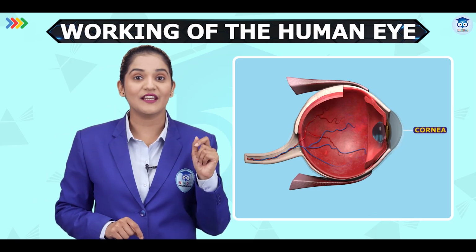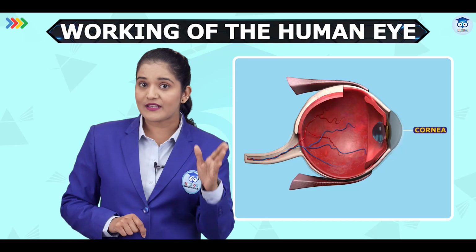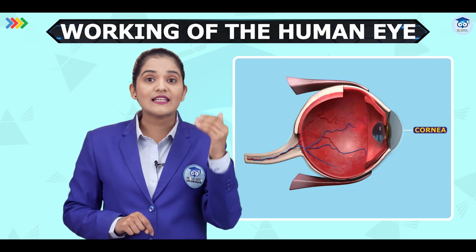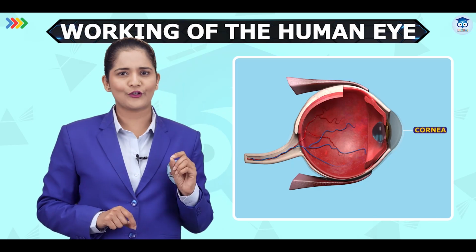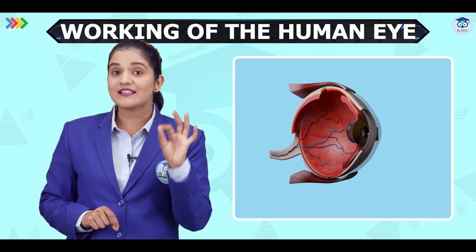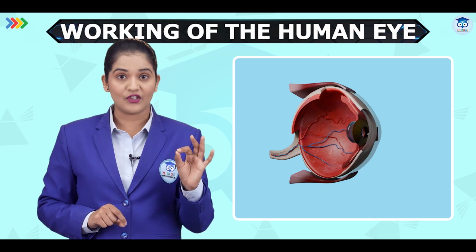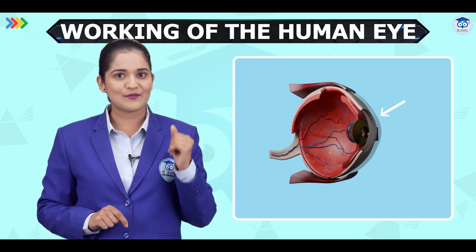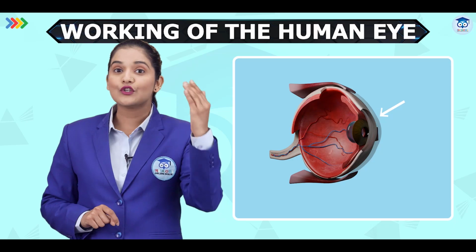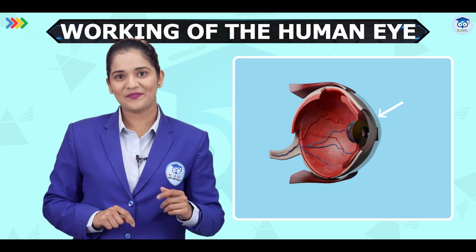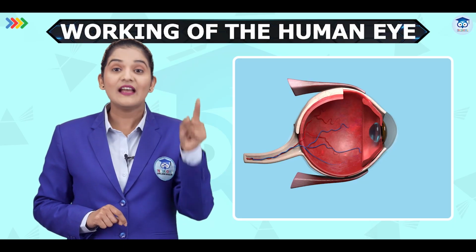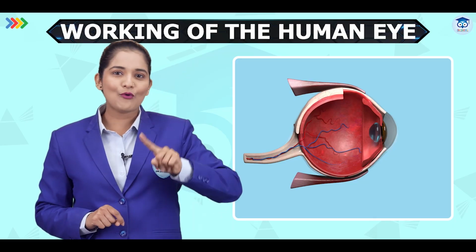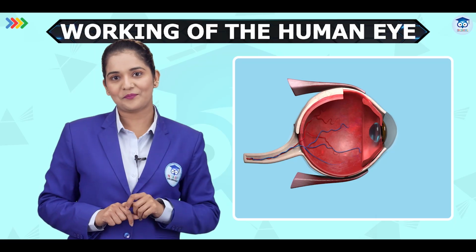Starting with the cornea. It is a transparent membrane through which the light enters the eye. So, what is the function of the cornea? It acts as the outermost protective covering, and because of its transparency, it allows light to pass into the eye. It is due to this transparent property of the cornea that light can enter and move further inside the eye.